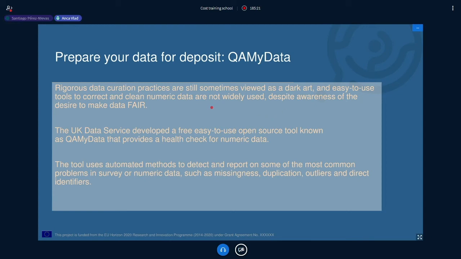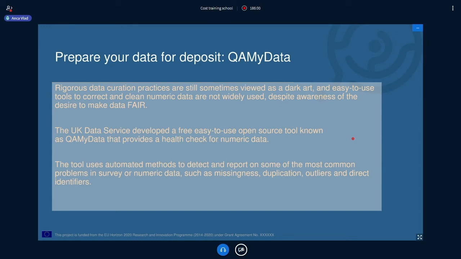So just a bit about Ehtmigdata. We wanted to look at data creation processes and how these are sometimes viewed as some dark art that archives do behind the scenes. So we wanted to create an easy to use tool that can correct and clean numeric data that are not widely cleaned by the researchers themselves. They're normally done in archives. So we developed this free and easy to use open source tool.